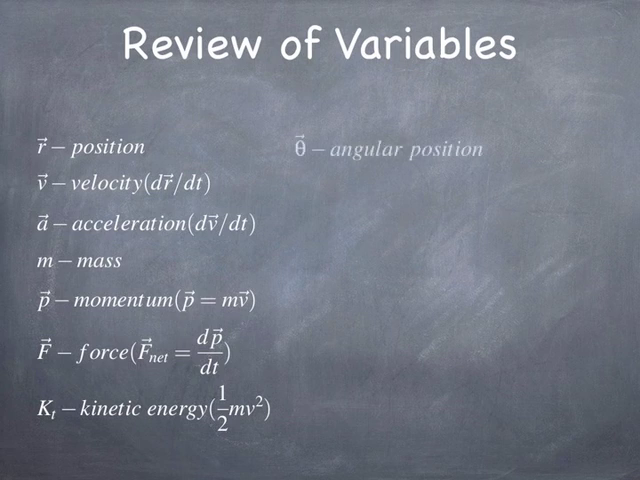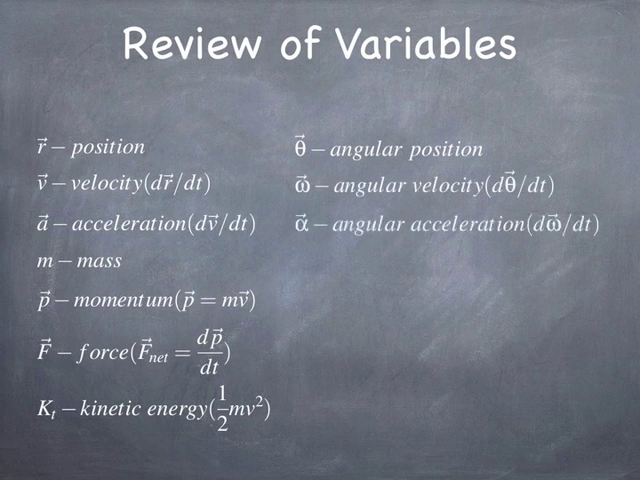So, for example, the analogous quantity of position in rotational motion is the angular position, or the angle. And the rate of change of the angle, of course, is the angular velocity. And the rate of change of the angular velocity is the angular acceleration. Now, there's an analogous quantity to mass. We call it rotational inertia. There's an analogous quantity to momentum, and we call it angular momentum.